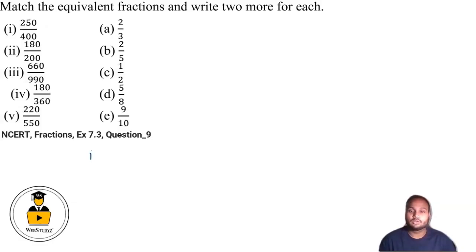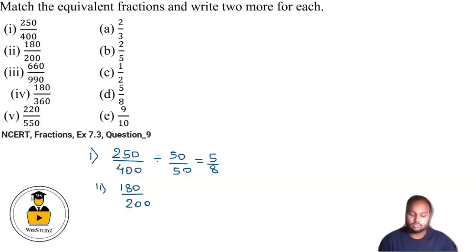For the first part, 250 by 400 is given. Okay, so if we divide by 50, we will get 5 upon 8. For the second part, it is given 180 upon 200. Fine. So if we divide this value by 20, we will get 9 by 10.